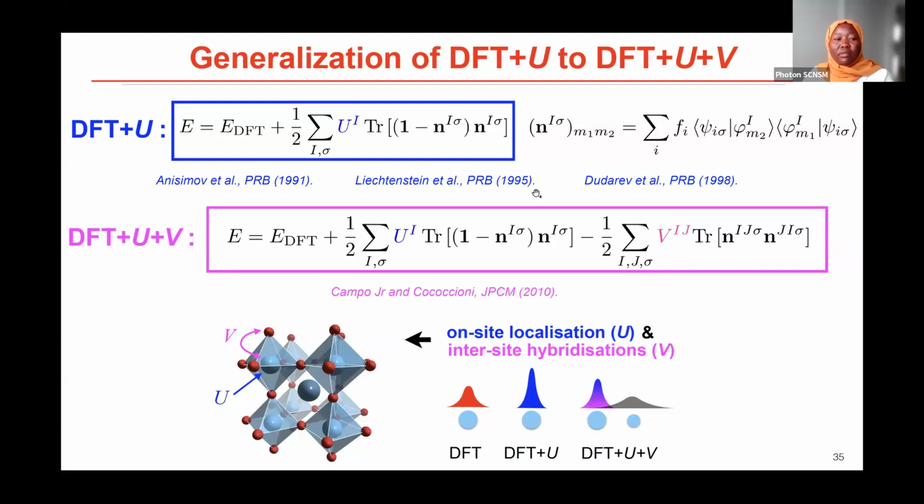Everybody knows DFT plus U, but DFT plus U plus V is less known. But in the recent 5 years, it became more and more popular. Now many people realize that it's nice. It gives you more accurate predictions. So more and more people use DFT plus U plus V. And in Quantum Espresso, it's implemented, so you can really use it for your research if you're interested.